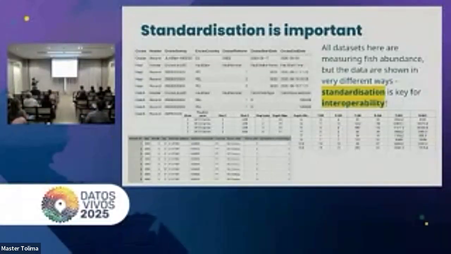Here I have three examples of different data sets, all showing fish abundance data. You can see that they're all formatted very differently. As someone who has spent my PhD going through hundreds of papers and trying to standardize data, it's a huge headache. This is why standardization is really key for interoperability, and why data aggregators like OBIS and GBIF can be really useful.